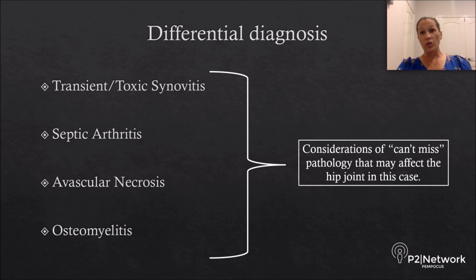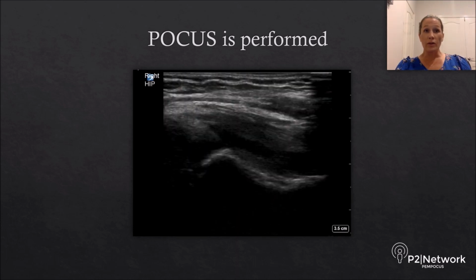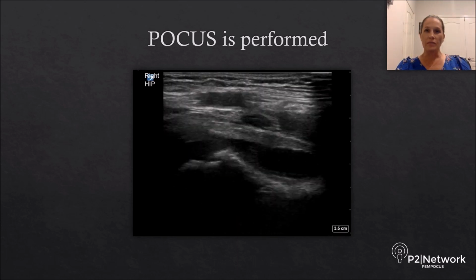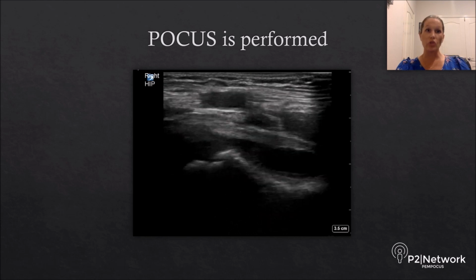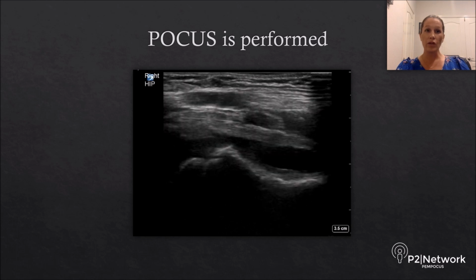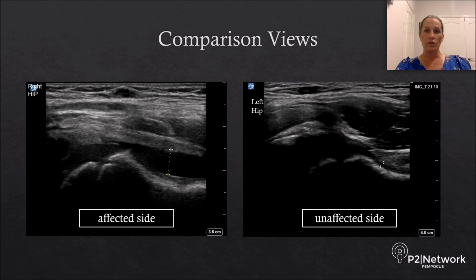On your differential, you would want to think about transient or toxic synovitis, septic arthritis, avascular necrosis, or osteomyelitis. So you perform the point-of-care ultrasound at the bedside, and here you can tell just by eyeballing this that there is a pretty large joint effusion running along that femoral neck. You remember to measure the opposite side, and here you can see his right hip has a significant amount more fluid than his left hip.